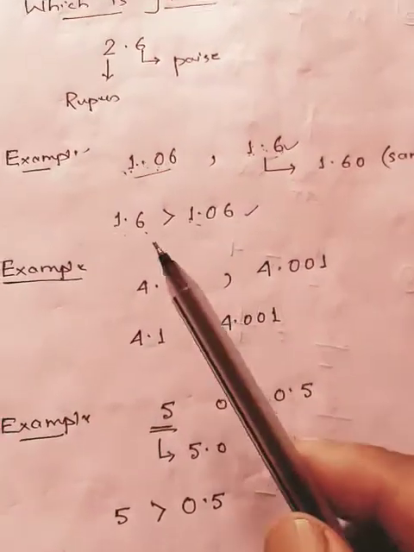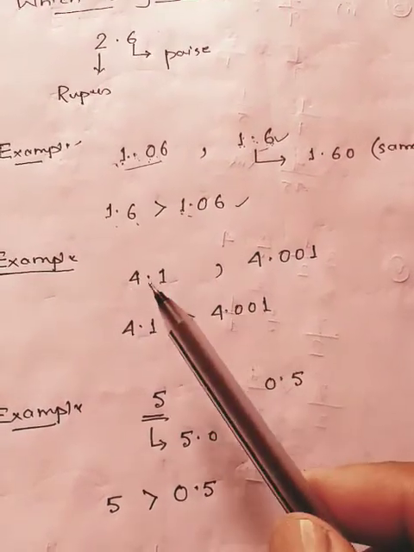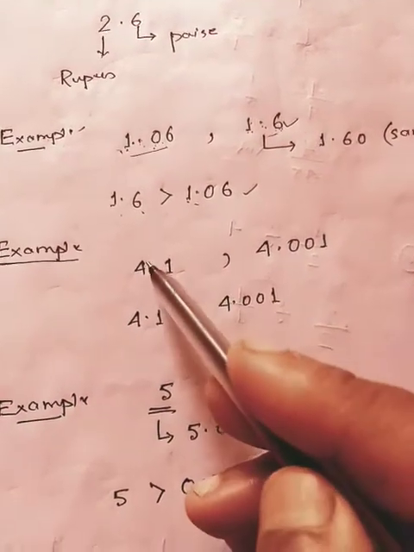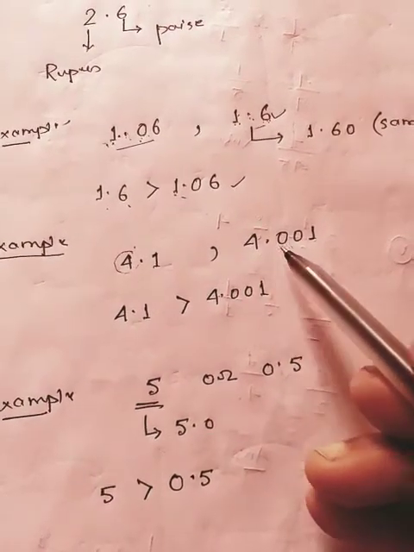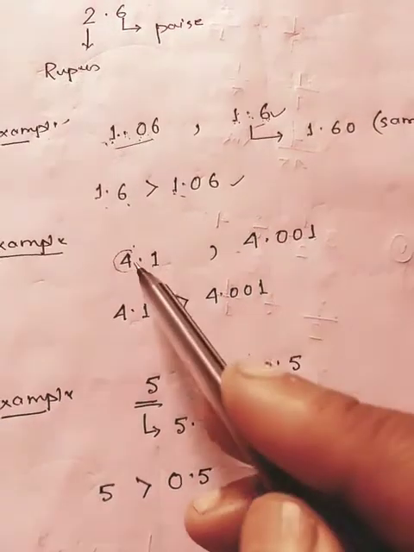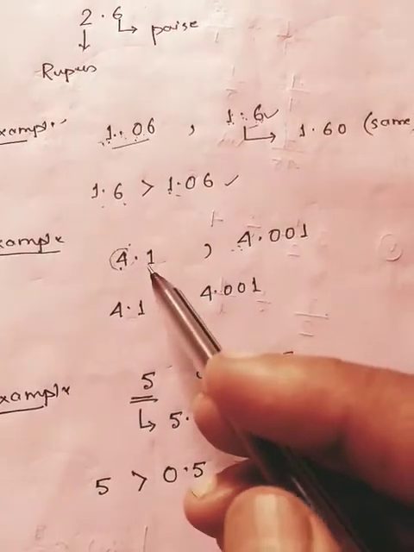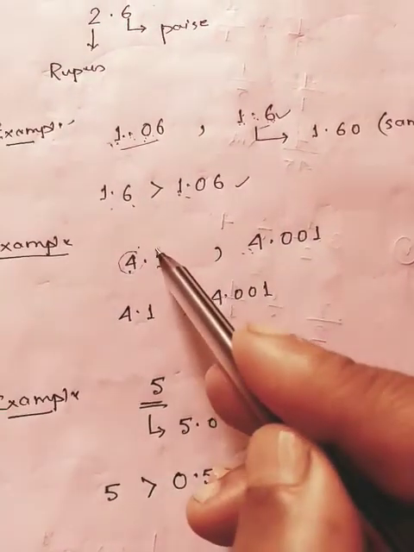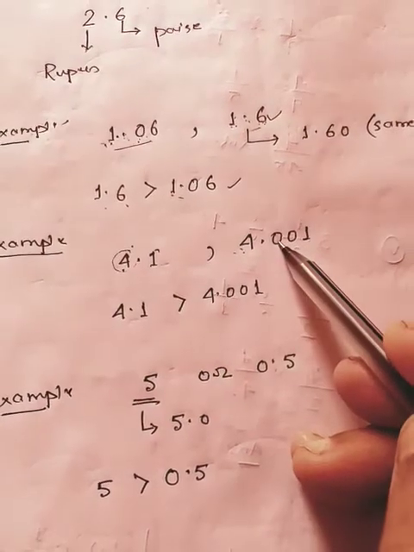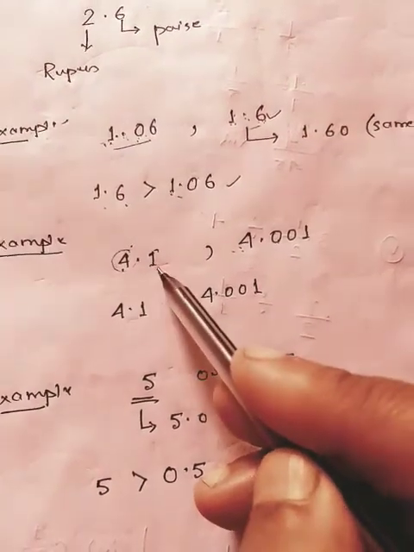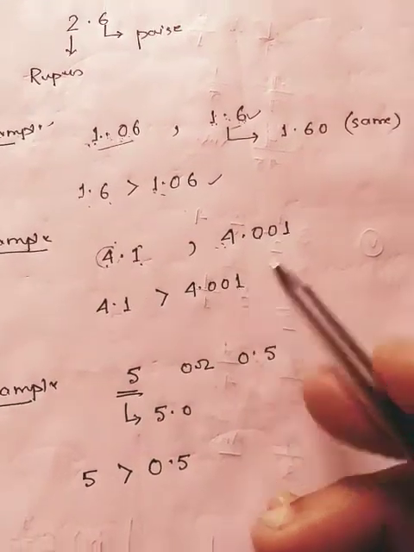Let's see another example. 4.1 and 4.001. Now again you have to see the rupee part first. So what is there in the rupee? 4. And what about this particular number? 4. So we see again that the rupee portion is similar. Now what we have to compare? Obviously the paisa form. See the first digit after the decimal on the right hand side, that is 1, and what is here? 0. So which one is greater? Obviously 1. So straight away you can write 4.1 is greater than 4.001.